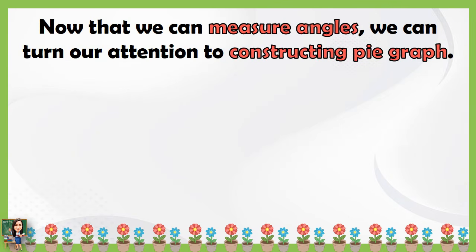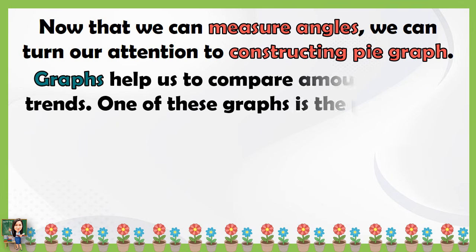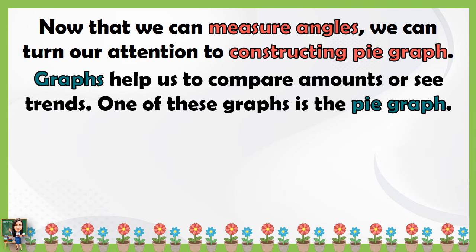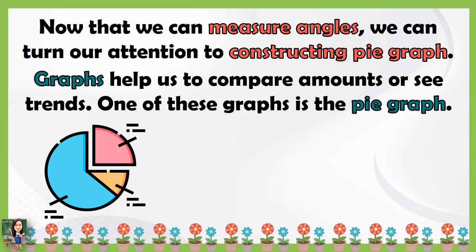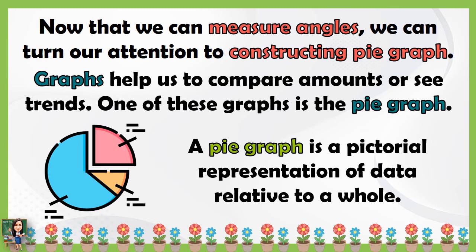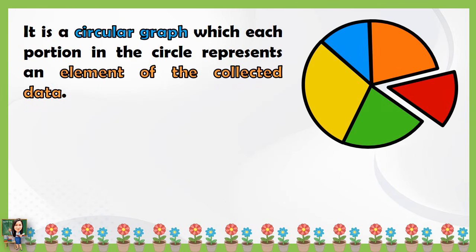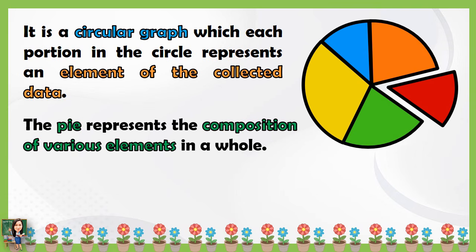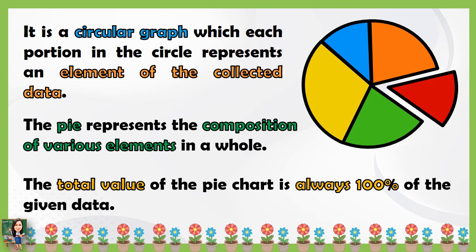Now that we can measure angles, we can turn our attention to constructing a pie graph. Graphs help us to compare amounts or see trends. One of these graphs is the pie graph. A pie graph is a pictorial representation of data relative to a whole. It is a circular graph in which each portion of the circle represents an element of the collected data. The pie represents the composition of various elements in a whole. The total value of the pie chart is always 100% of the given data.